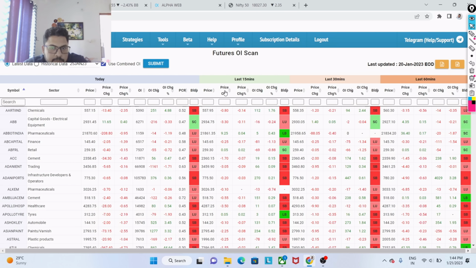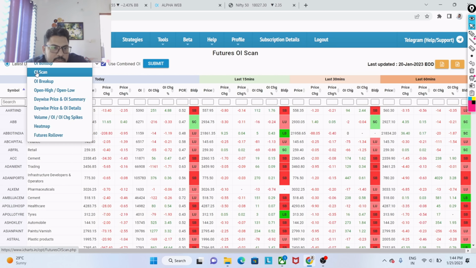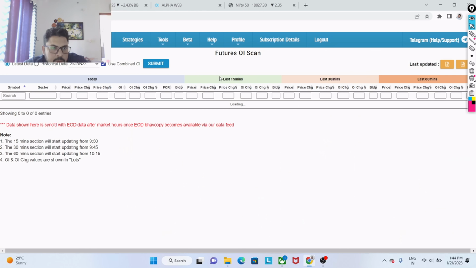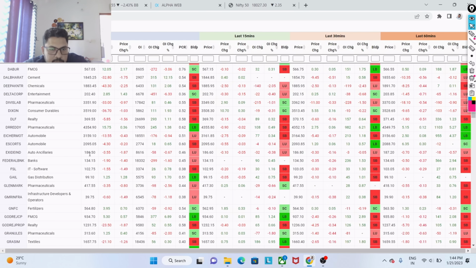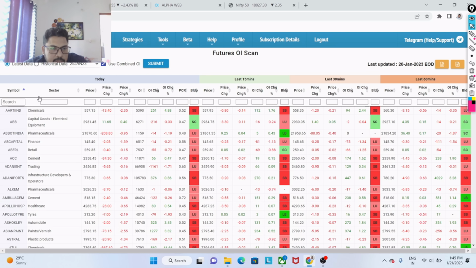This tool has all the data in real time. Like, a 3 minute lag will be there, but yes, you can definitely use it for your analysis. Now our technique: we are going to look at the futures OI scan. These are all the futures stocks available in NSE, and there is sector, price, price change percentage, open interest change percentage, put call ratio, and you have multiple time frames also: last 15 minutes, last 30 minutes, last 60 minutes.